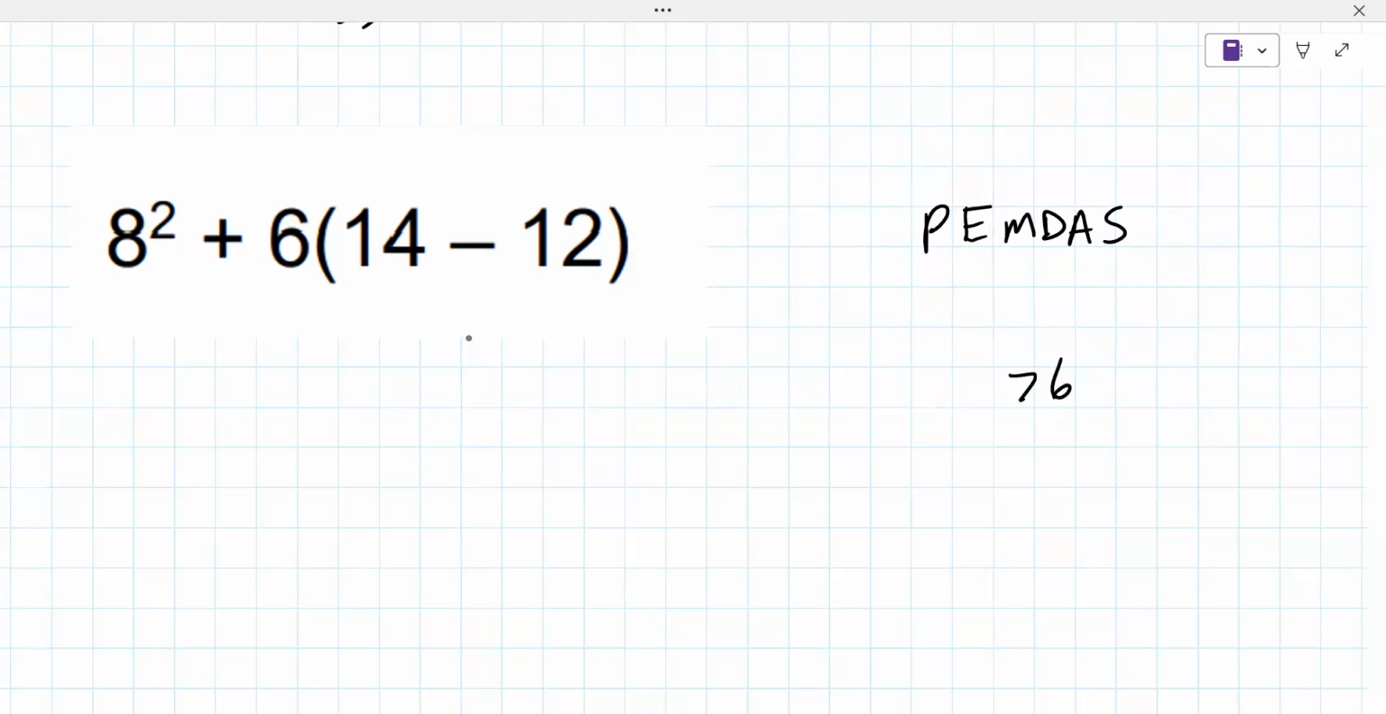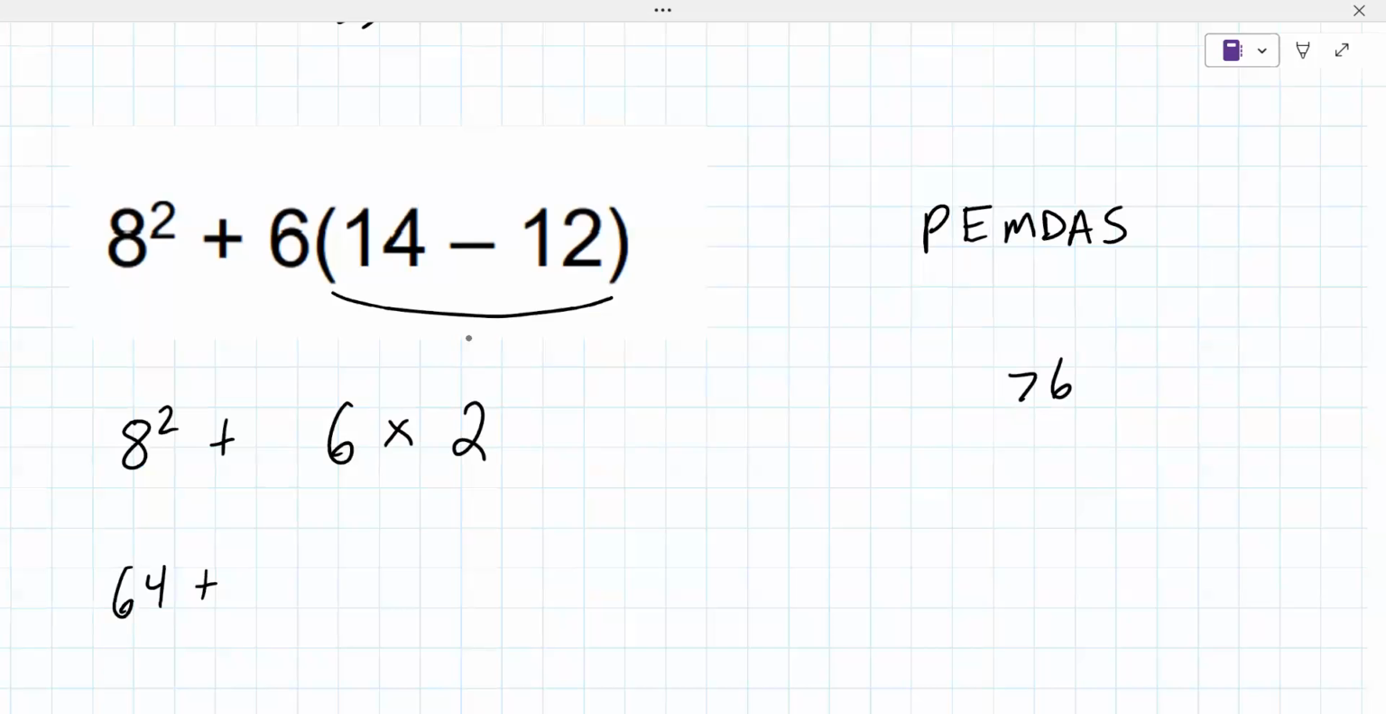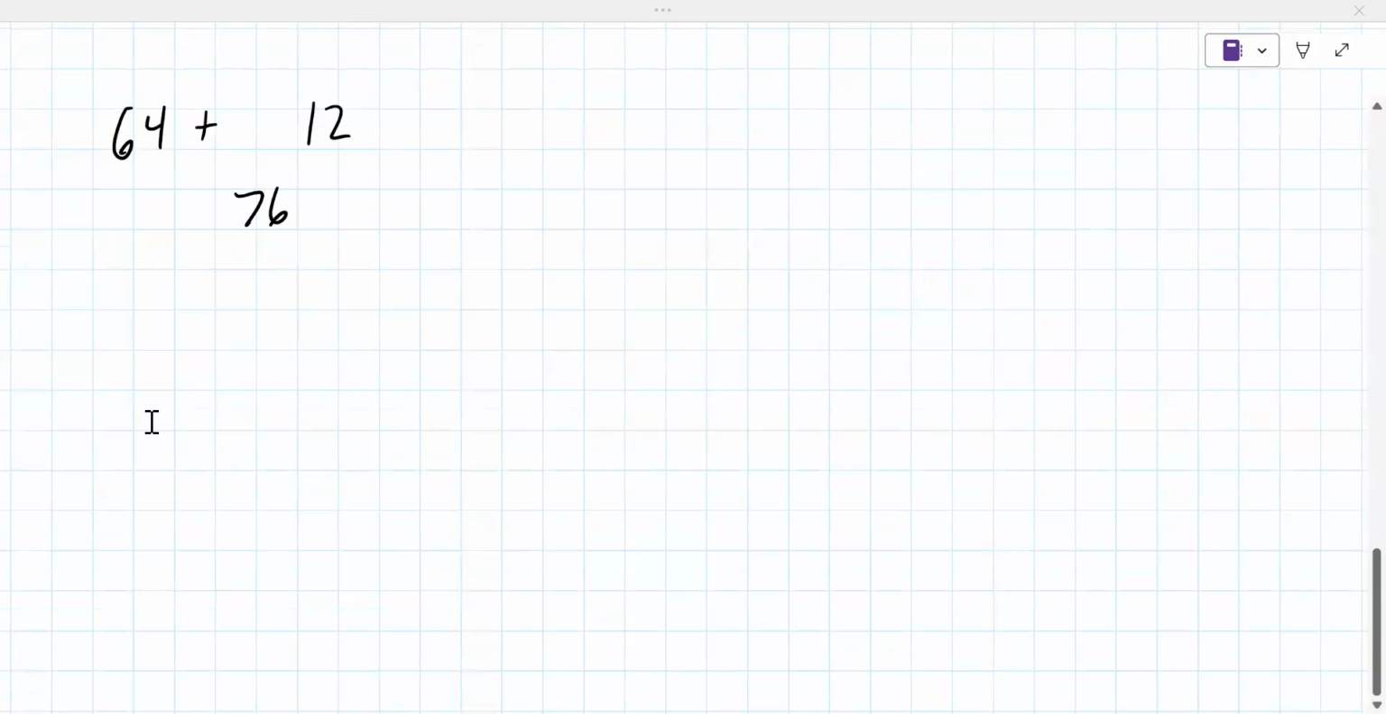All right, so we start inside parentheses there. 14 minus 12 is 2. We don't need the parentheses anymore. Now we can multiply. Exponents first, 64 plus 6 times 2 is 12, which is 76. Very good. Okay. Let's do another couple more here, and then we'll move on to a new topic pretty quick.